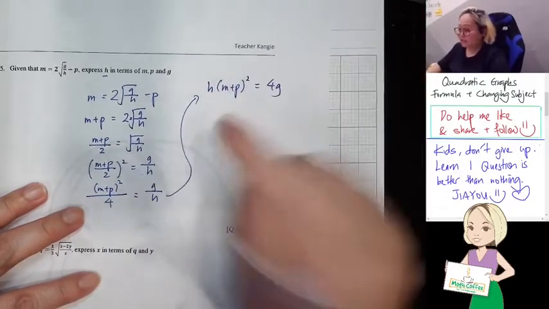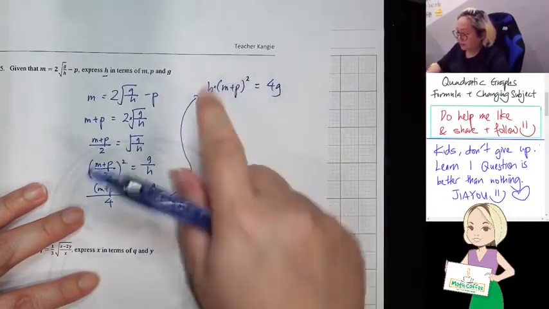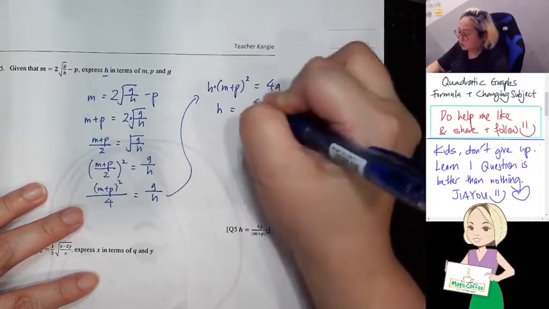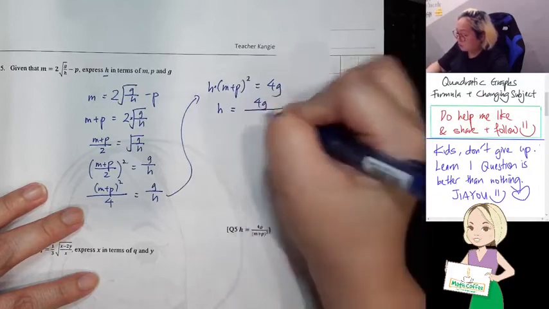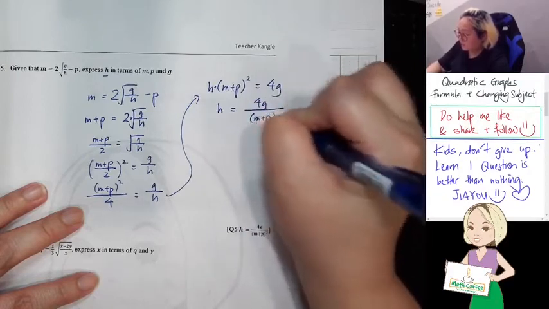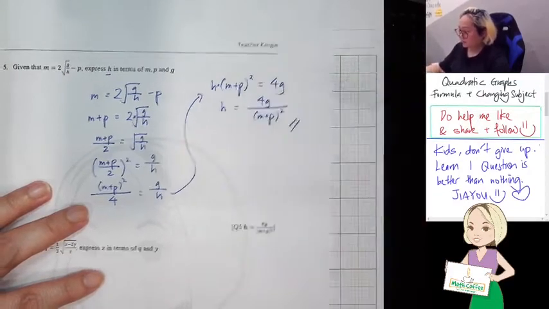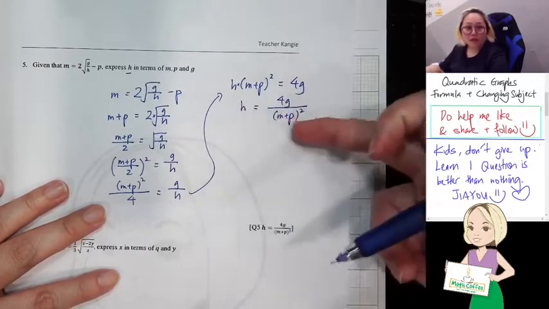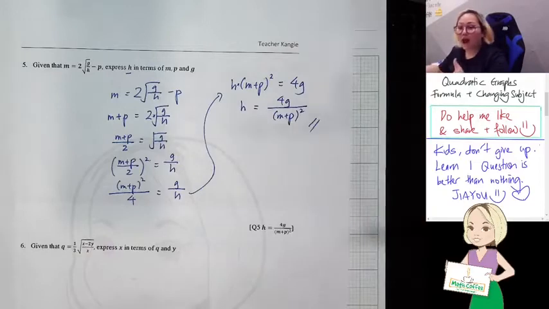So now it's easy already. This is H multiply, right? So now I want to make H a subject. H equals 4G over M plus P square. And we are done. So let's do a check. Left hand side 1 H, right hand side no H. Done.